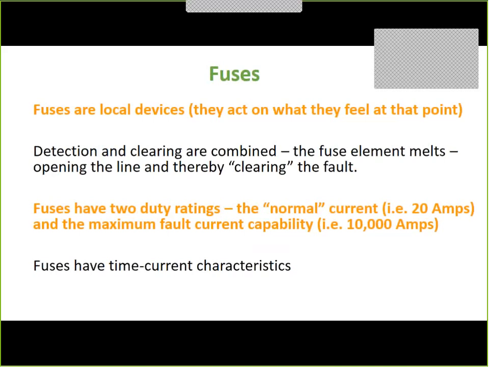They have typically two ratings. A fuse has the amount of current that it's designed to accept without doing anything, like 20 amps. Then it also has a higher rating, like 10,000 amps. That means as long as the short circuit current is below 10,000, it will operate correctly. If you put 20,000 amps into a fuse that only protects you up to 10,000, it will probably just melt and not do anything. It won't open up the circuit.